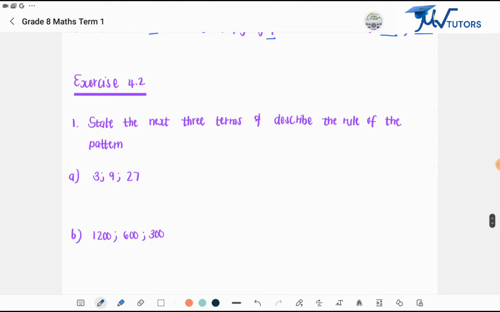So now let's get to the exercise. It says, state the next three terms and describe the rule of the pattern. So here I see I go from 3 to 9 to 27. So this is an increasing pattern. Okay, so I'm going to multiply by a whole number, not a fraction. So in order for me to go from 3 all the way to 9, what would I have multiplied it by? Another way of looking at it, I'll take the second term, which is 9, and divide it by the first term, which is 3.